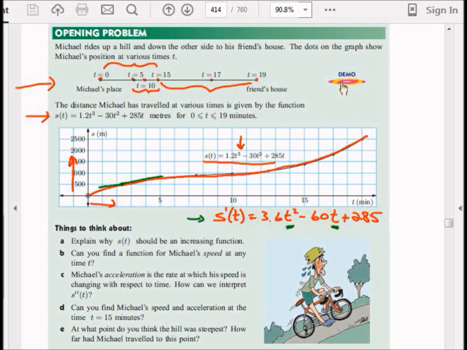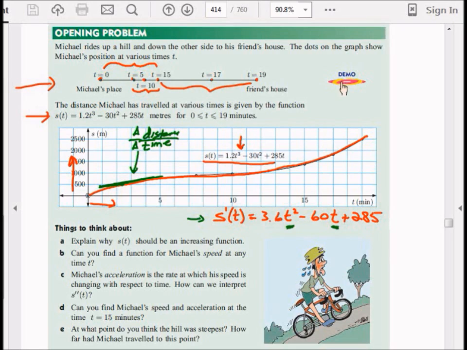Speed is distance divided by time. And so this absolutely makes sense. Distance divided by time. Okay, so distance divided by time is speed. So we can calculate that. Change in distance over change in time. And that's exactly what the slope of this line is going to give us.